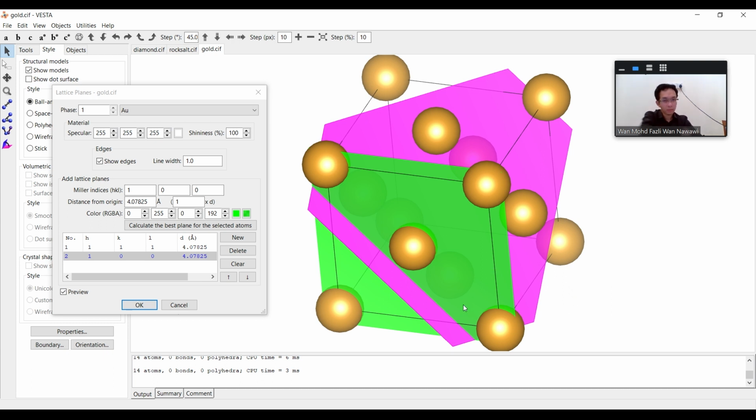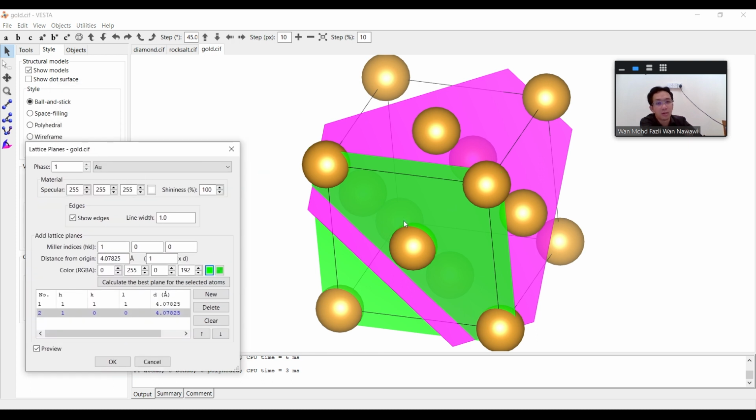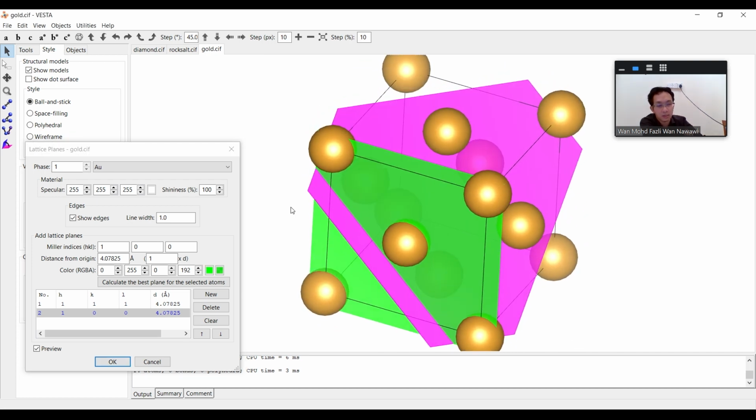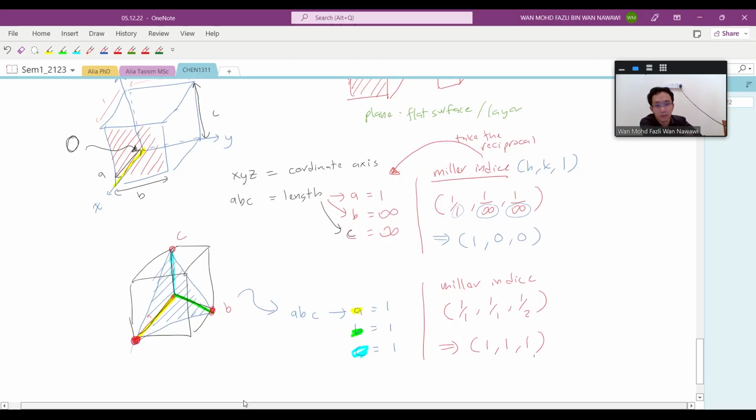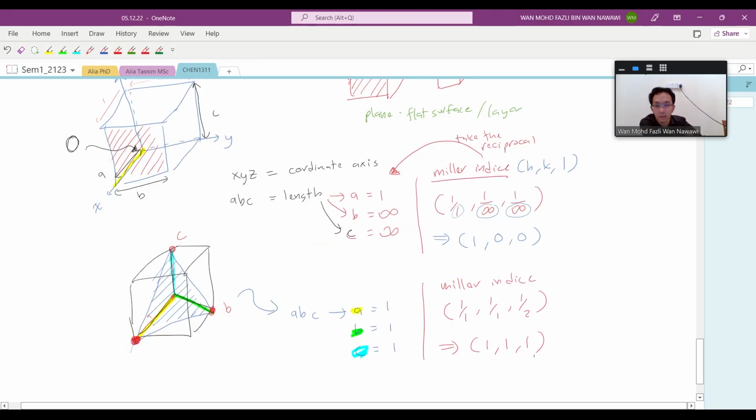Okay, so this 100 is in the front. So imagine the origin is over there, in this origin. Okay, so it's the same as what we mentioned before. This is 1 1 1. Why the structure like that? Is it same or not?